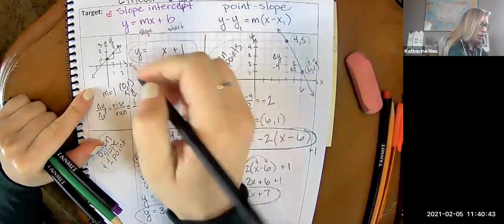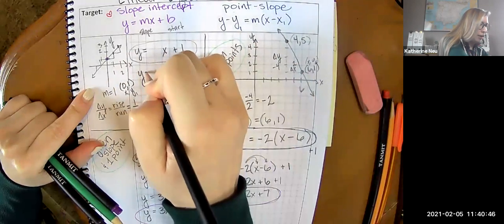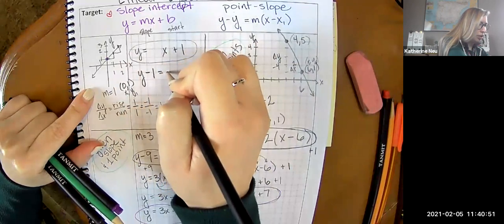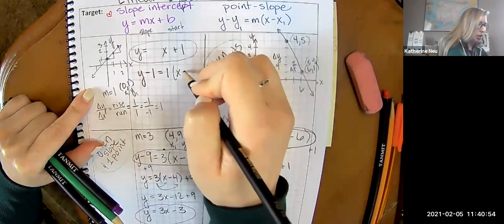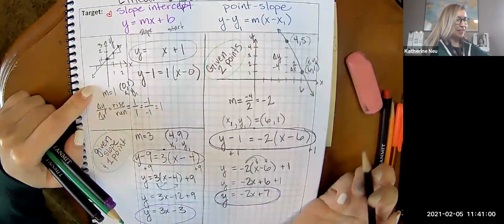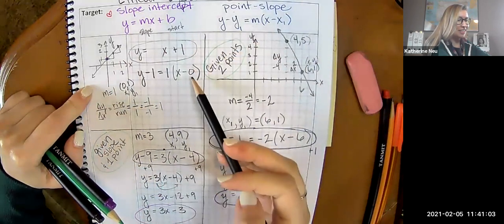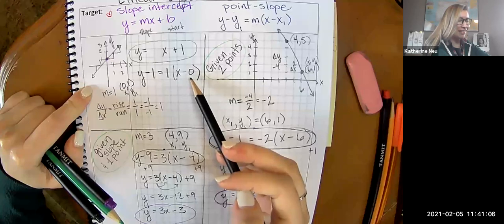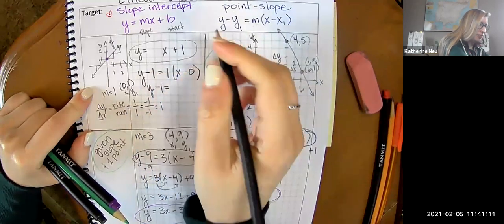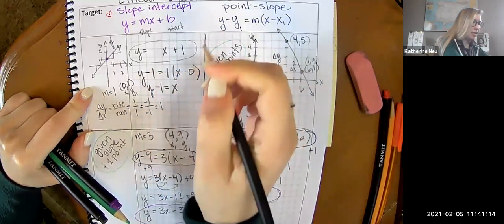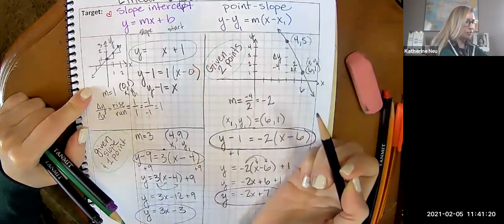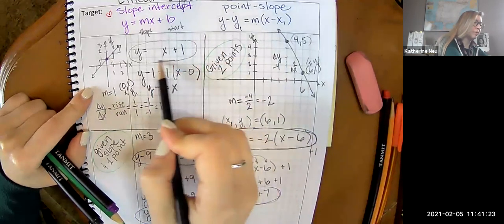0, 1 is my x1, y1. And then y minus 1 equals 1 times x minus 0. That'll work. I mean, I don't even have to write that 1, right? And this 0, like, doesn't even have to be written either. Huh. Zeros are evil. That could also be in point slope form. Crazy. Anyway, I hope that helps.